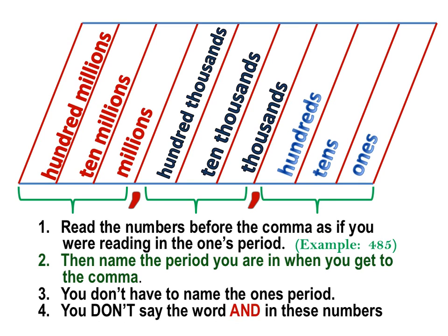For the purpose of 4th grade, we focus on numbers through the hundred thousands place. But the millions place is right there, and it's only one more step. When you read a large number, you read the number before the comma as if you were reading it in the ones period. Then you name the period that you are in when you get to the comma, and you don't have to say the name of the ones period. You also don't say the word "and" in these numbers.